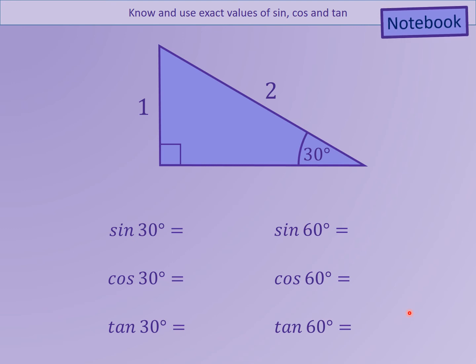Right, let's see how far you got then. So because it's 1 and 2, you can use your Pythagoras theorem. That squared is going to be 4. Take away 1, it gets you 3. So therefore that side is root 3.